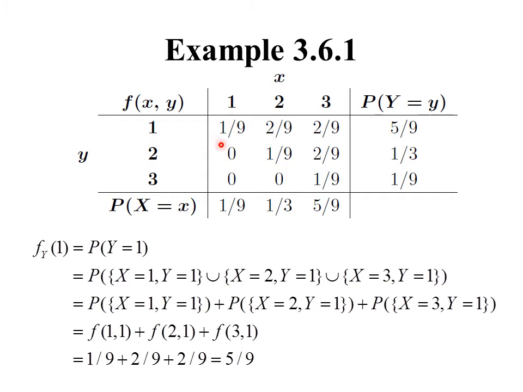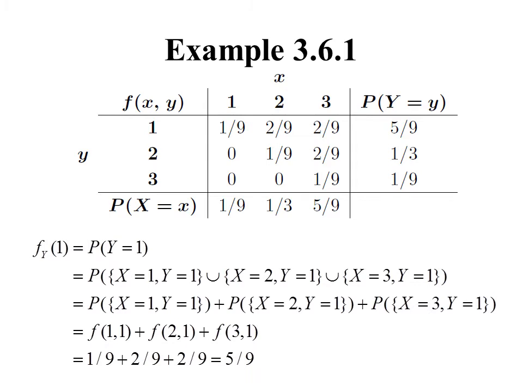f of 1, 1 is 1/9. f of 2, 1 is 2/9. And then f of 3, 1 is also 2/9. And we add those up, and we get 5/9. So that is the probability that y equals 1.